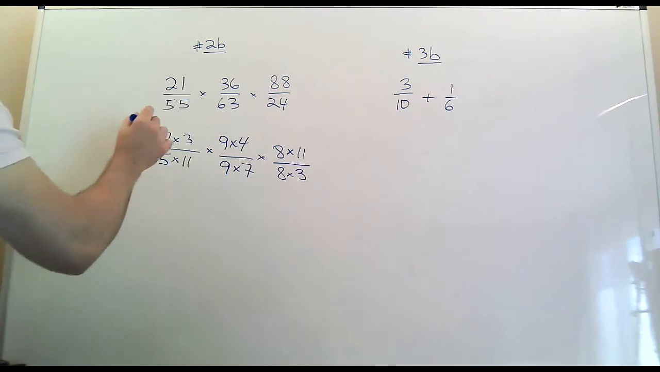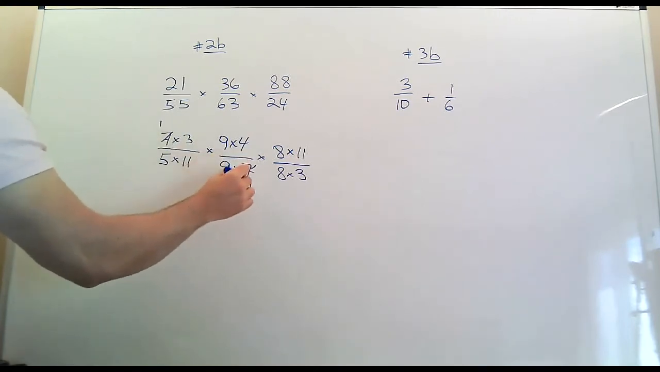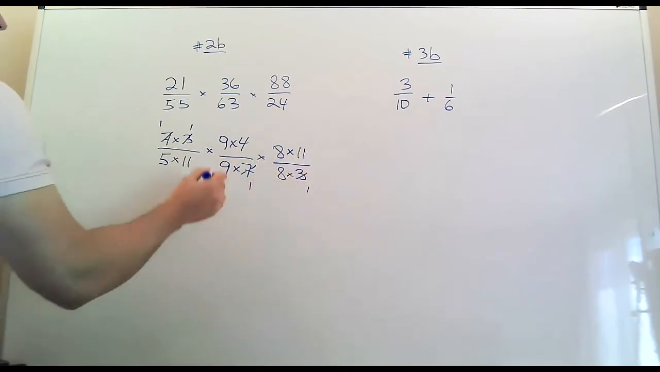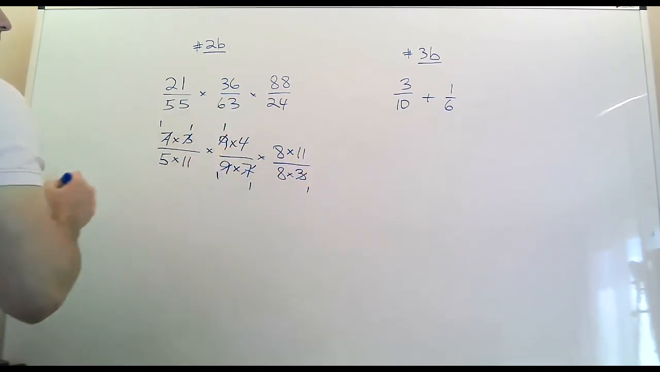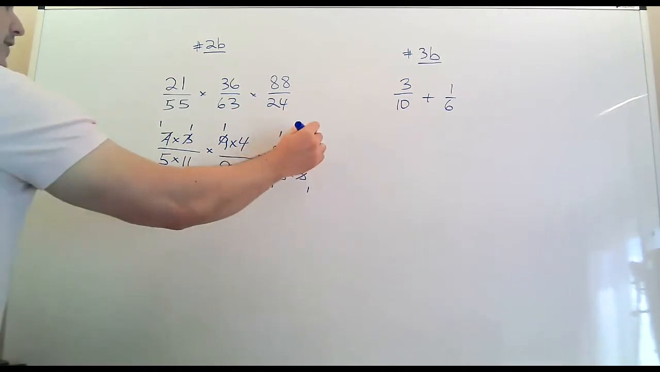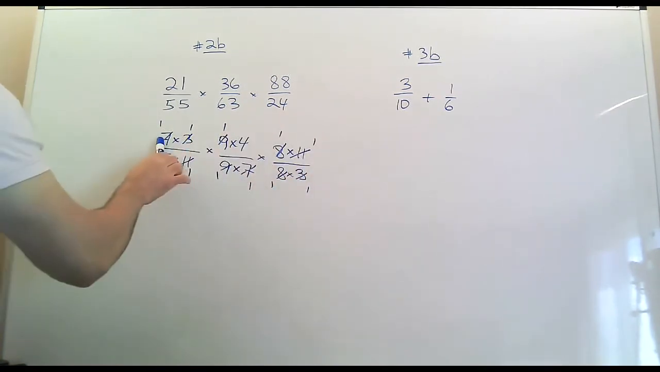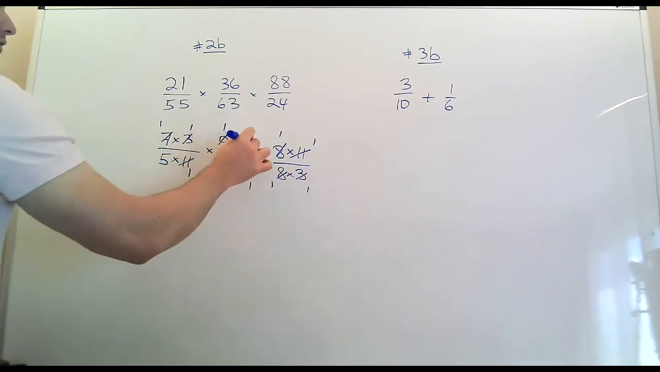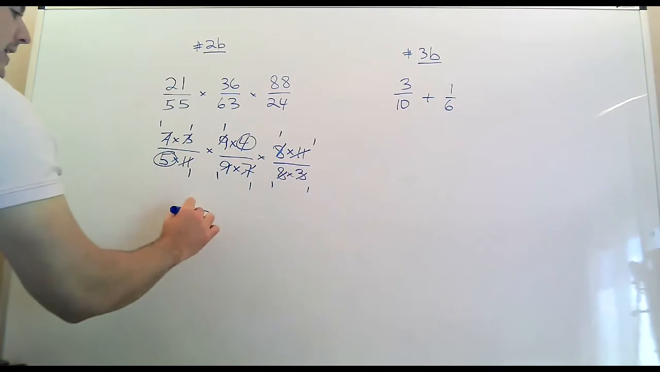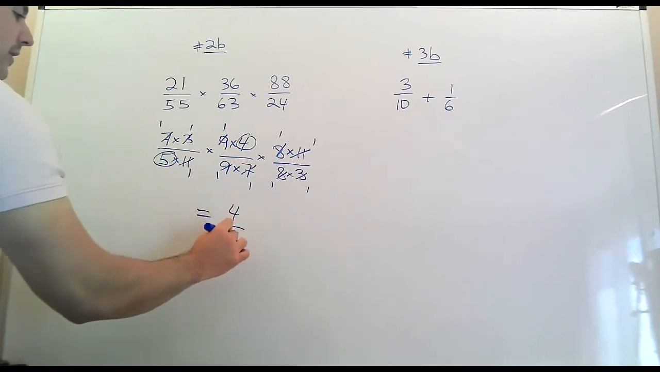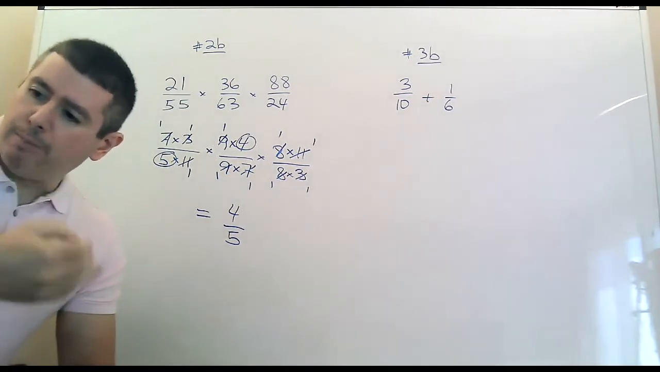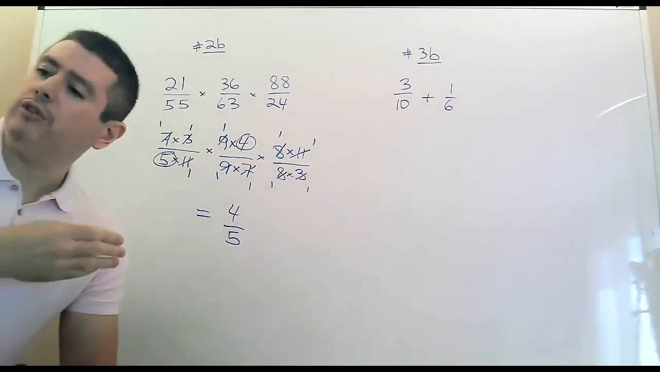Now start crossing out. 7's cross out. This 3 crosses out this 3. This 9 crosses out that 9. This 8 crosses out that 8. This 11 crosses out that 11. Gone, gone, gone, gone, gone. There's a 4 left. Gone, gone, gone, gone, gone. There's a 5 left. Yay! 4/5. You know, be smart about how you pick the pair so you can do this more efficiently.